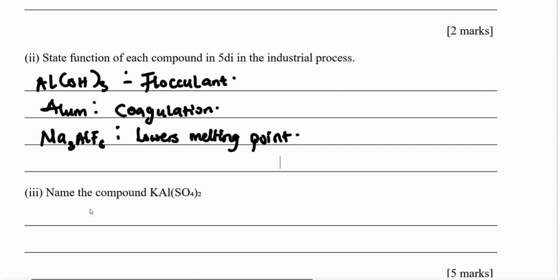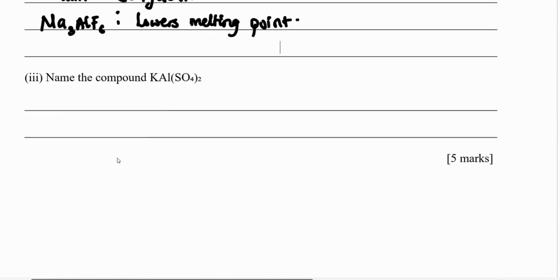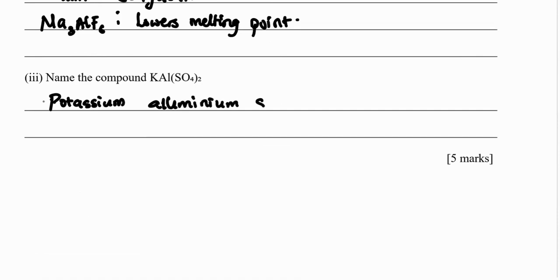Now the next question says name the compound. Okay, so we know that in naming this kind of compounds, we start with the positively charged parts. So this would be potassium aluminium sulfate. It's as easy as that.